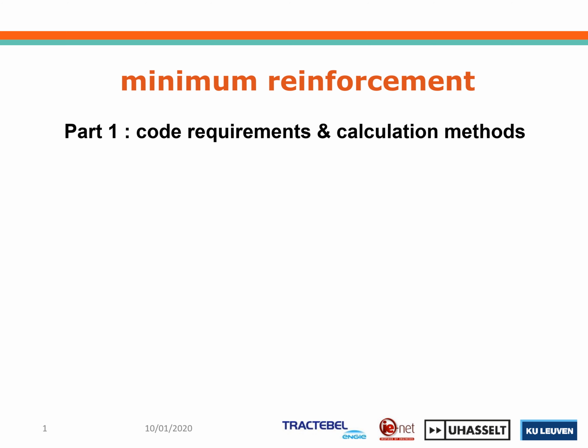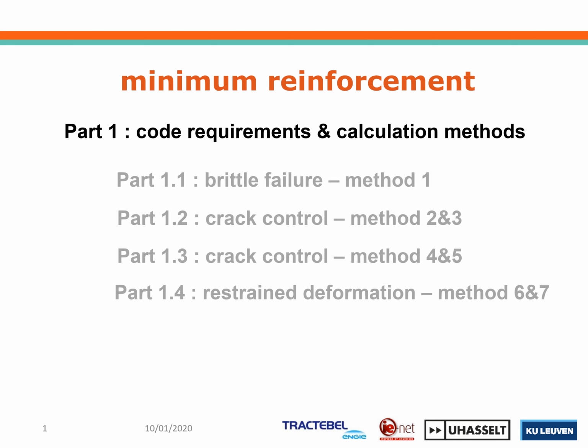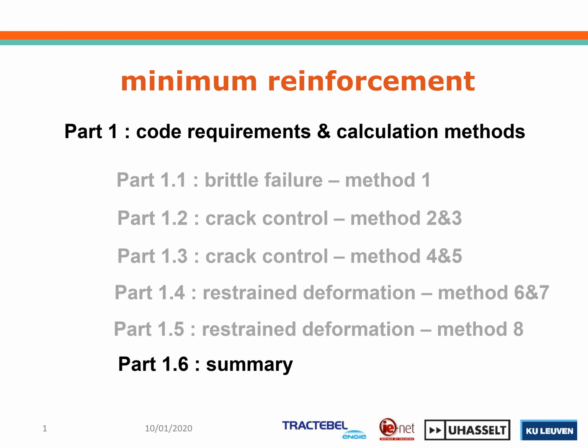In part 1, code requirements and calculation methods, we explained already the minimum reinforcement for brittle failure and crack control with or without specifying a crack width. We also handled the minimum reinforcement due to restraint deformation. In part 1.6, a summary is given for the different methods.